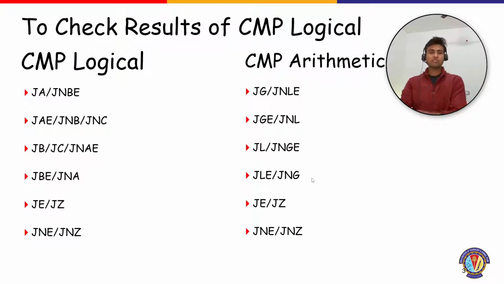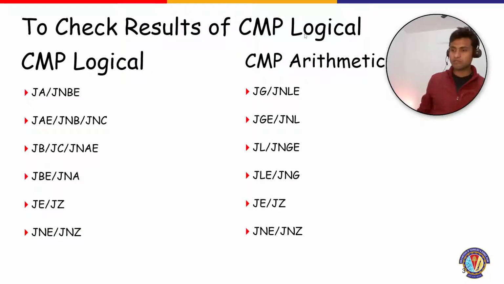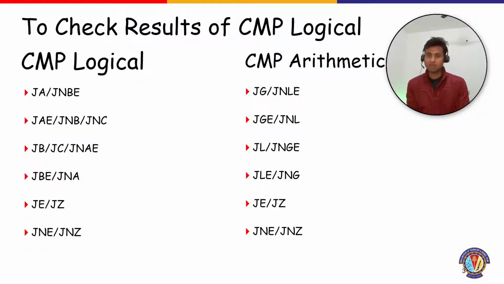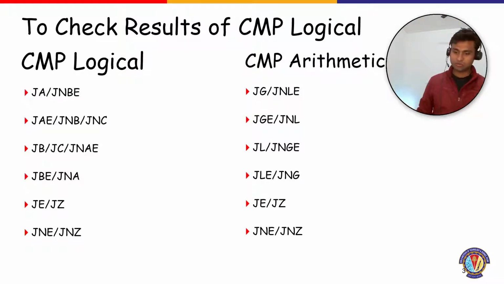So to check the results of compare, there are two possibilities: either we do a logical comparison or we do an arithmetic comparison. As we progress, you'll get more clarity when we go for signed and when we go for unsigned. Simply put, any arithmetic operation happens in two's complement form, therefore that time you're obviously going to do the signed comparison.